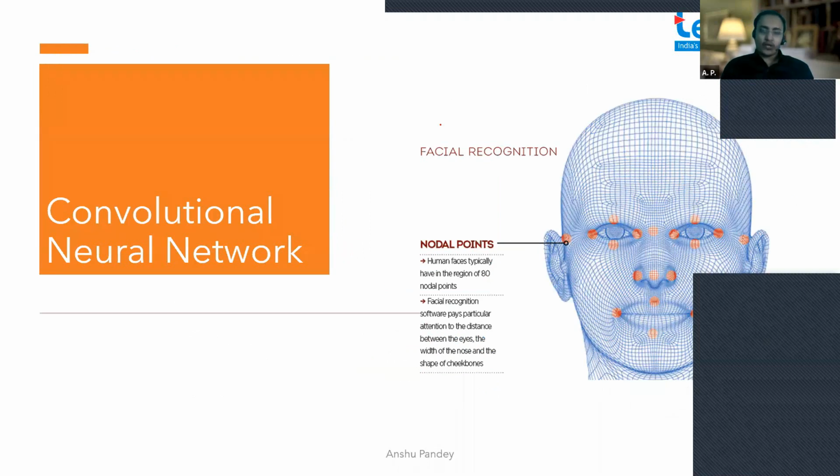Convolutional neural networks are widely used for tasks of image classification, object detection, localization, and segmentation. One example could be face recognition. Convolutional neural networks can be used for that. Let's understand how it works and what kind of problems we can solve using this.